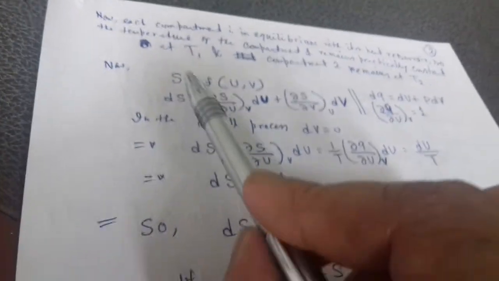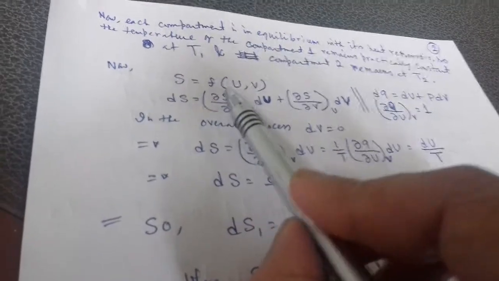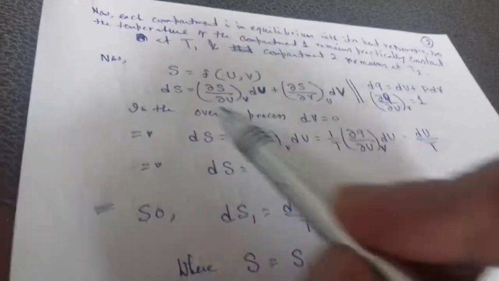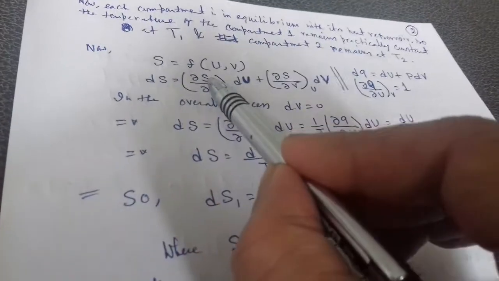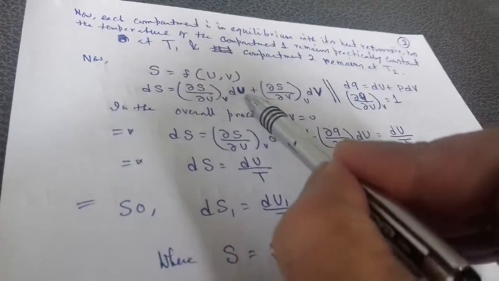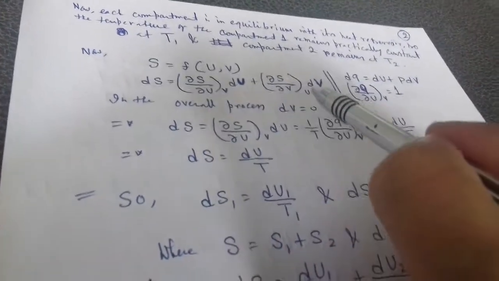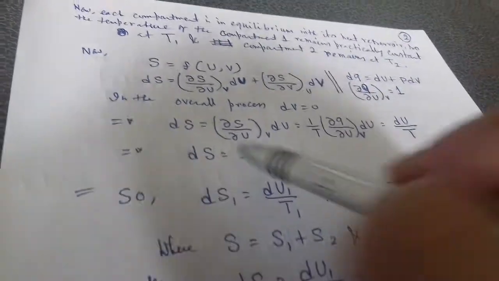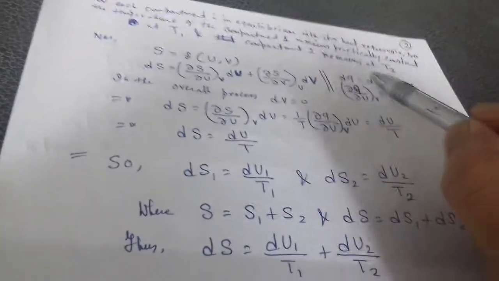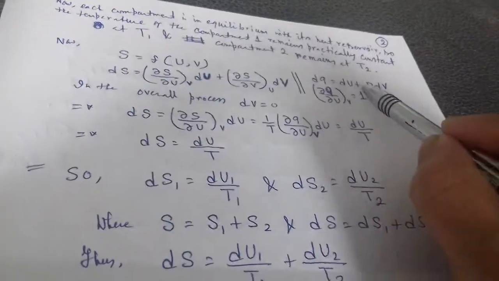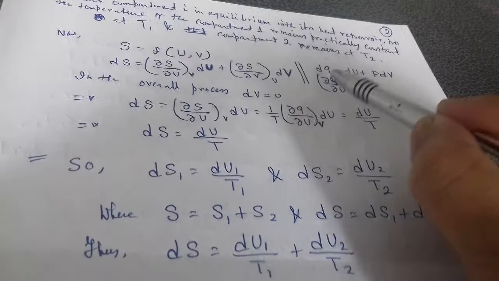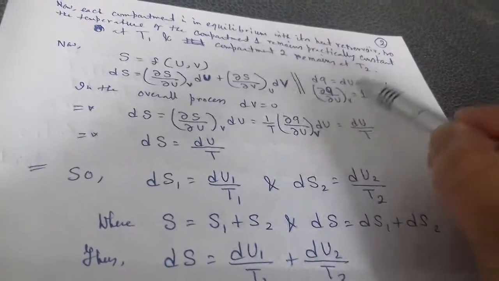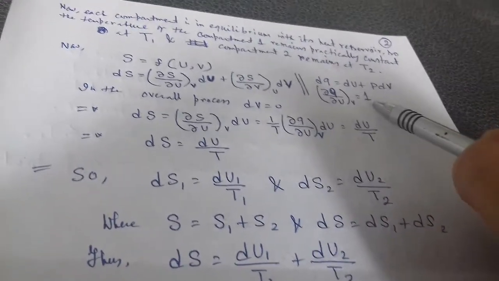Now let us establish some general thermodynamic relationships. S can be taken as a function of internal energy U and volume V. So dS equals (del S by del U) at constant V into dU plus (del S by del V) at constant U into dV. Now, according to the first law of thermodynamics, dq equals dU plus P dV, but at constant V, (del q by del U) at constant V equals 1, because dV equals 0 at constant V.